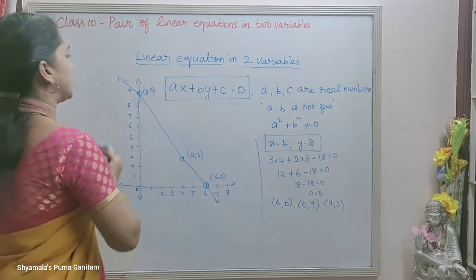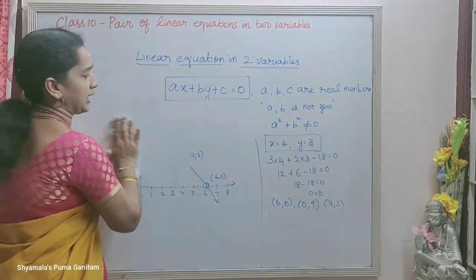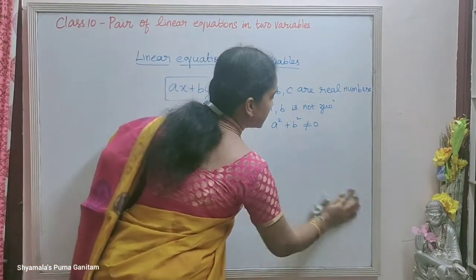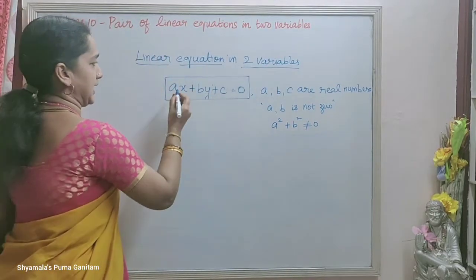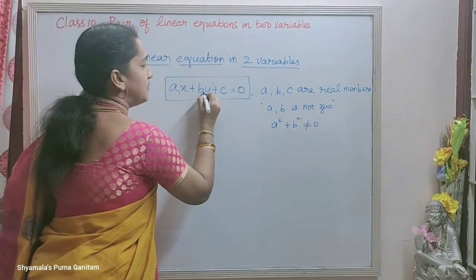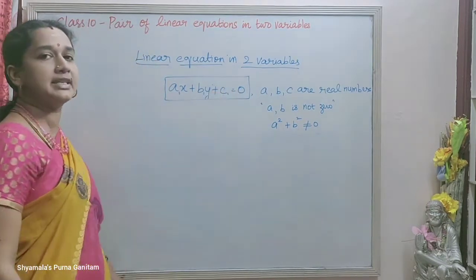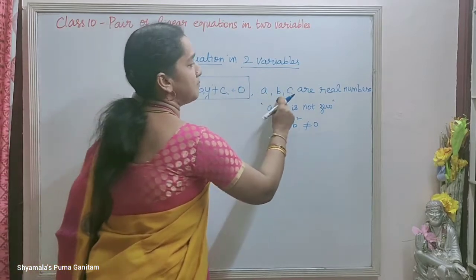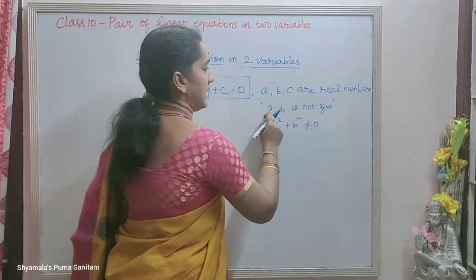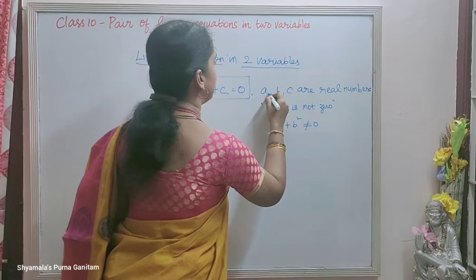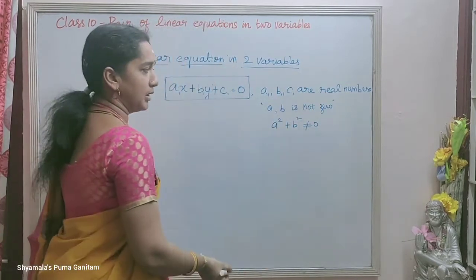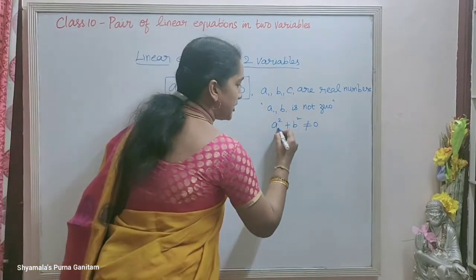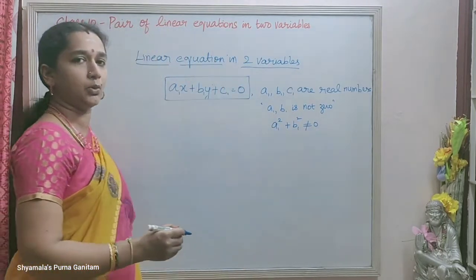The same thing when we are taking it for 2 equations. A pair means 2 equations. So pair of linear equation means we will rename this as a1x + b1y + c1 = 0. So this is one equation. Here a1, b1, c1 are real numbers, and a1, b1 is not 0. So a1 squared + b1 squared is not equal to 0.